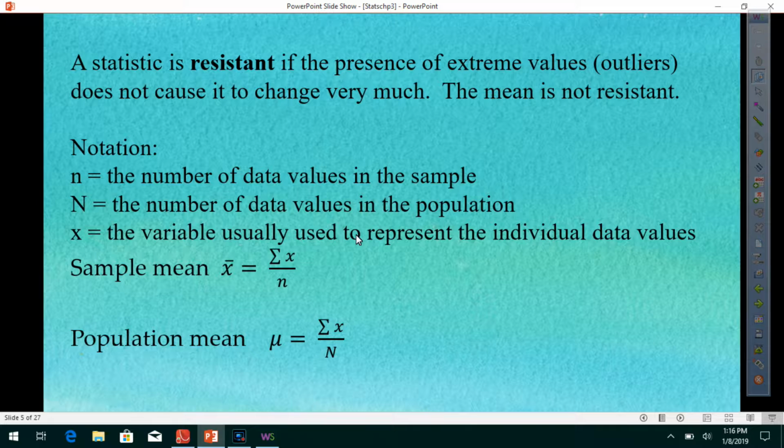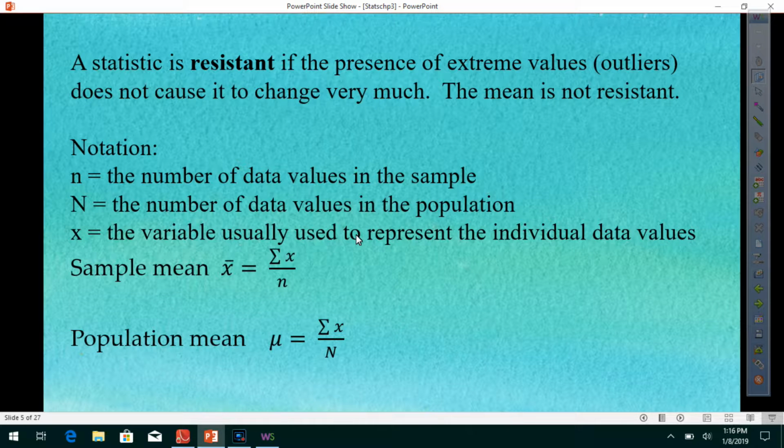A statistic is resistant if the presence of extreme values or outliers does not cause it to change very much. The mean is not resistant. Notation: small n is the number of data values in the sample. Large N is the number of data values in the population. x is the variable usually used to represent the individual data values, and the sample mean, x bar, equals the sum of x divided by n.